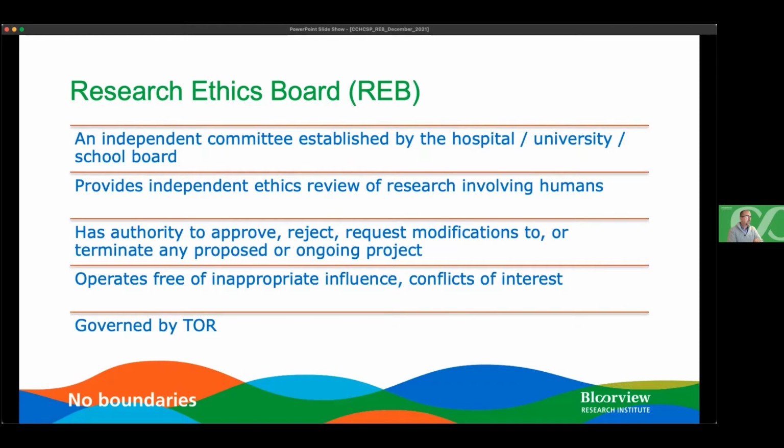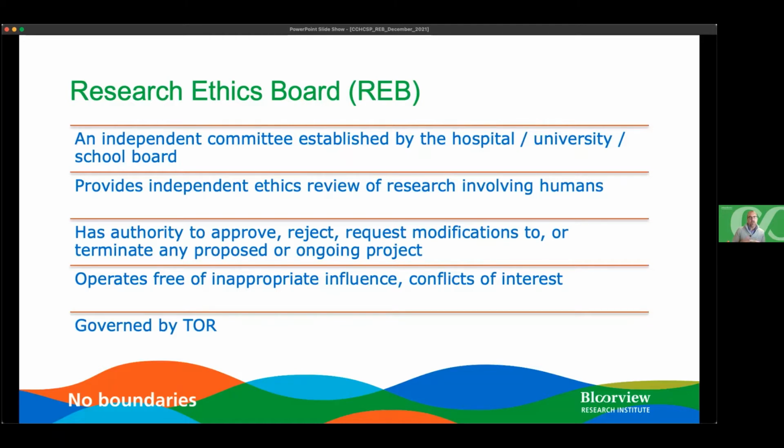So as I mentioned previously, the Research Ethics Board is an independent committee established by the hospital, university, and school board. It provides independent ethics review of the research involving, at my institution, humans only. I think important to understand is the board stands independent of the institution that you're with. And, if you're very interested in this, you can take a look at the terms of reference for your board at your institution, which would most likely be posted on your REB's website. But essentially, you can see that the governance of those boards stands separate from the institution that you're at.